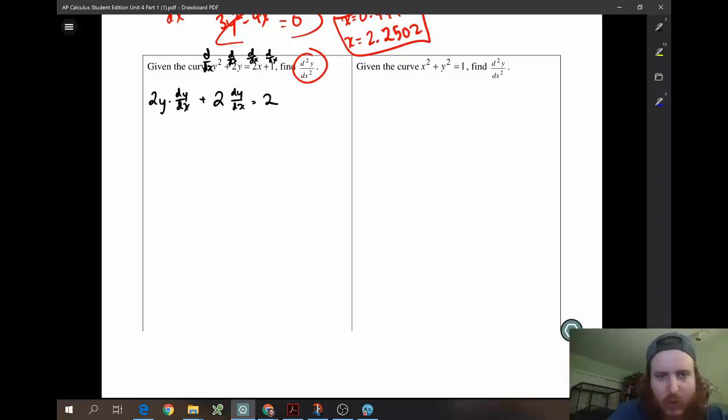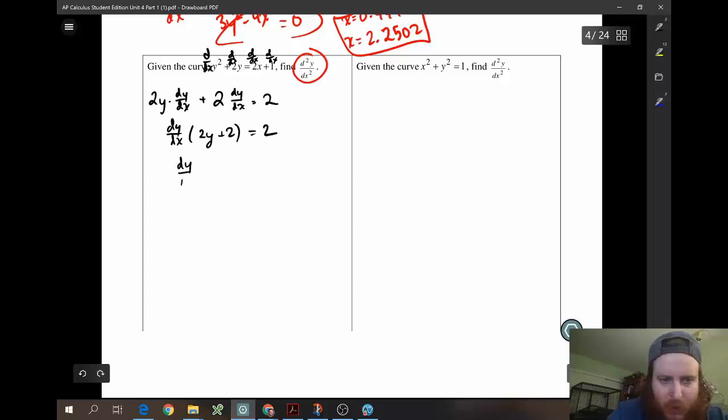So we see a 2 everywhere. If you want to, you could cancel out now and make them all 1s, but I'm going to wait. So dy/dx times 2y plus 2 equals 2. Divide, we get dy/dx equals 2 divided by 2y plus 2. And now I'm going to cancel out my 2 everywhere, but put a 1 in its place. And so we get dy/dx equals 1 over y plus 1.